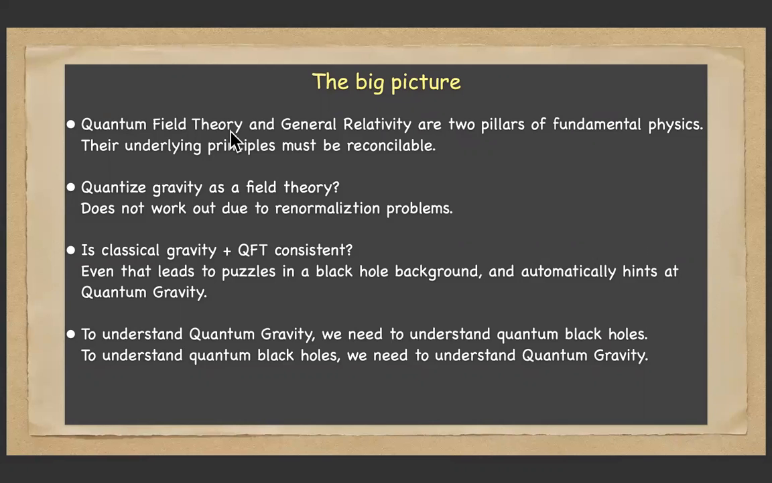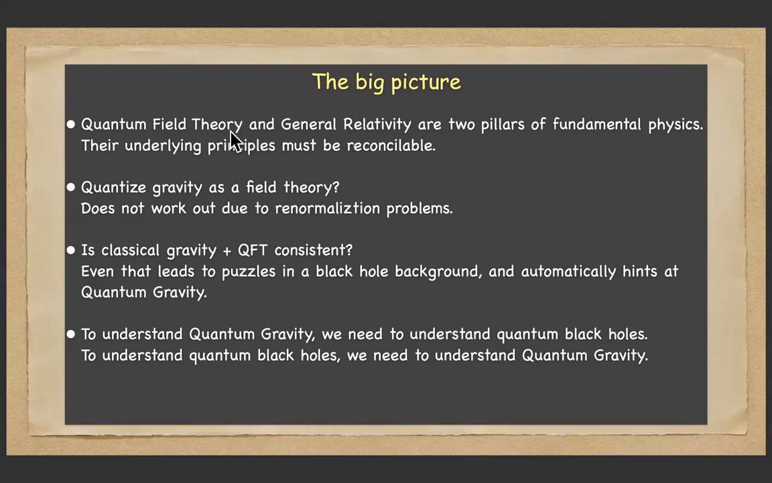Now, our instinctive attempt would be to quantize gravity as a field theory. That doesn't work out due to renormalization problems. Perhaps that's not too unexpected, because GR is a very different kind of field theory. In all other field theories, you have the stage set, that is the space-time, and then you have drama happening on that stage. But in GR, the stage itself is the drama, which is very different.